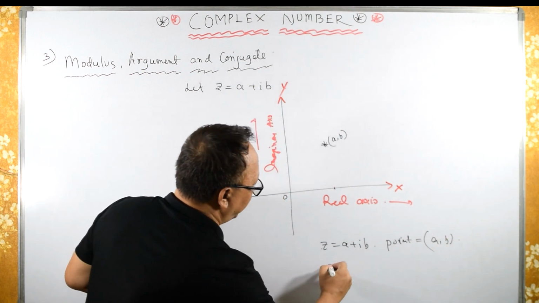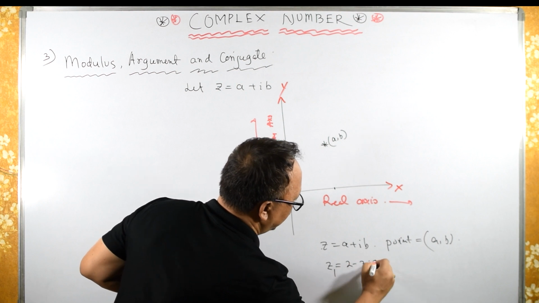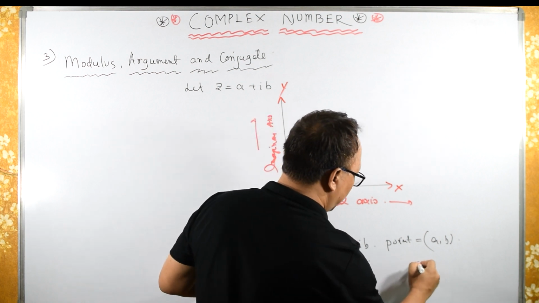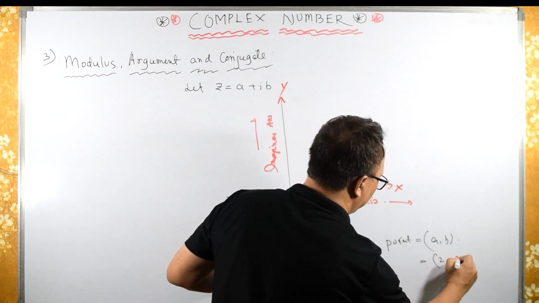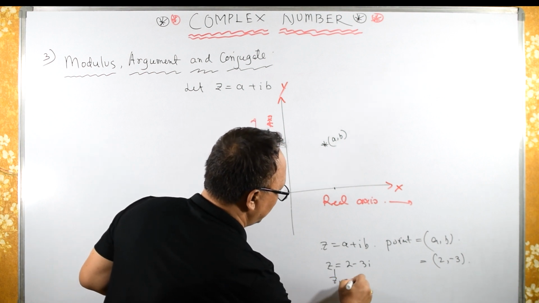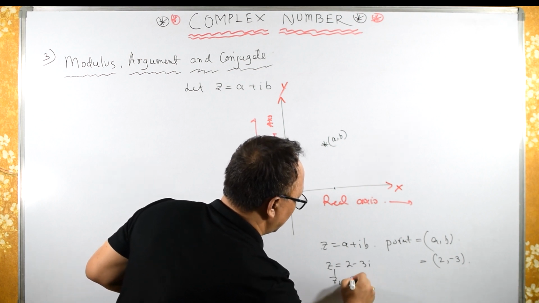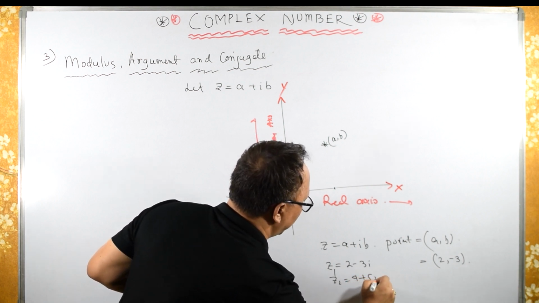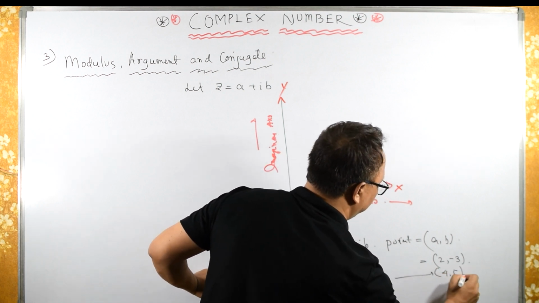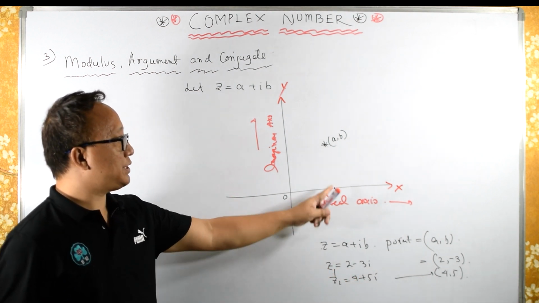Now for example, if z1 equals 2 minus 3i, then what is its point? Its particular point in the complex plane is 2 comma minus 3. Similarly, if you have z2 equals 4 plus 5i, then its point in the complex plane is 4 comma 5. So for every number, for example z1, you have specific points.